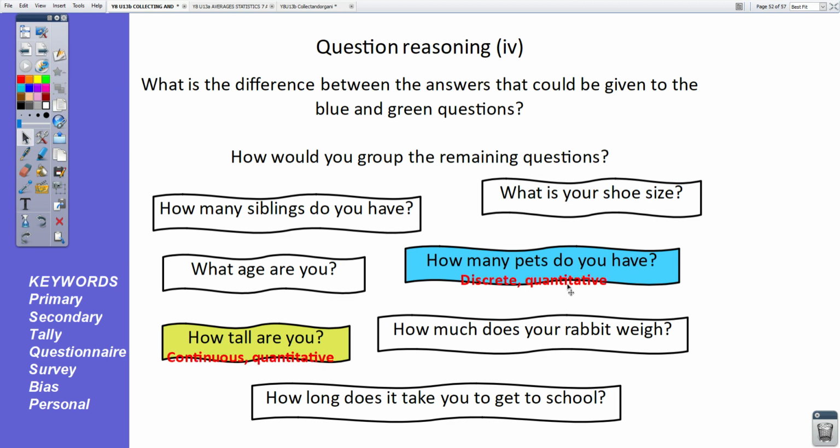Right, so how many pets do you have? Well, that is discrete data and it's quantitative. And how tall are you? That is continuous data and it's quantitative. And if we look at grouping the others, siblings is also discrete and quantitative, as is shoe size. All the others, what age are you, how much does your rabbit weigh, and how long does it take you to get to school, are all examples of continuous quantitative data.